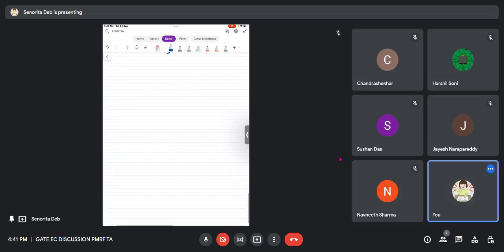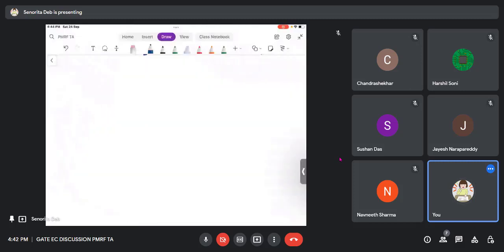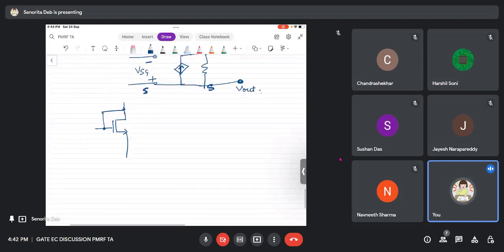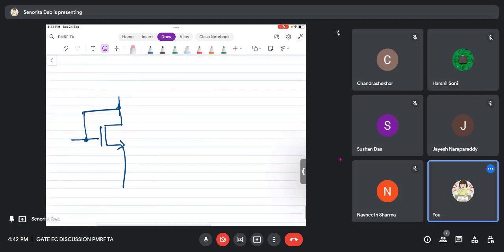Okay, so now I will show you one more model, the MOSFET model, and we'll see the diode connected model like this. Now we will be drawing the small signal of this model.